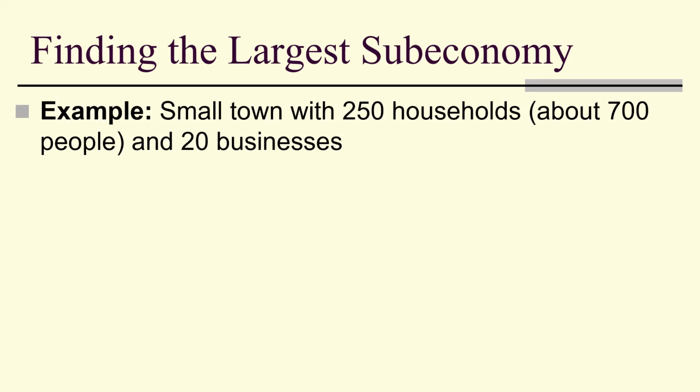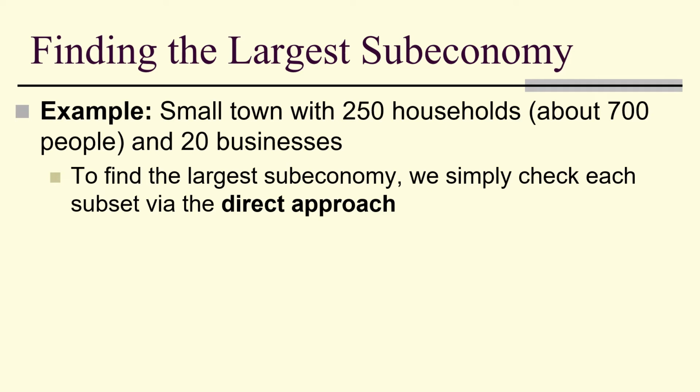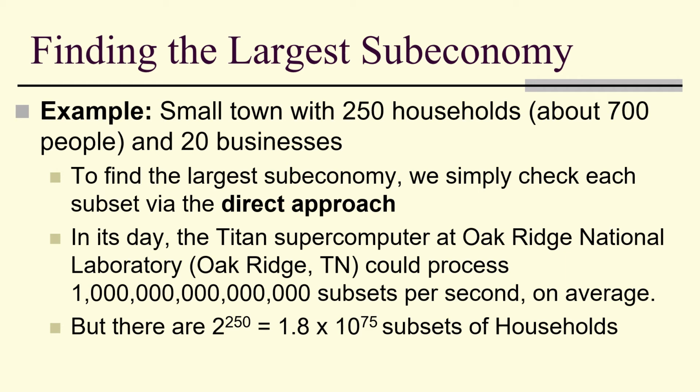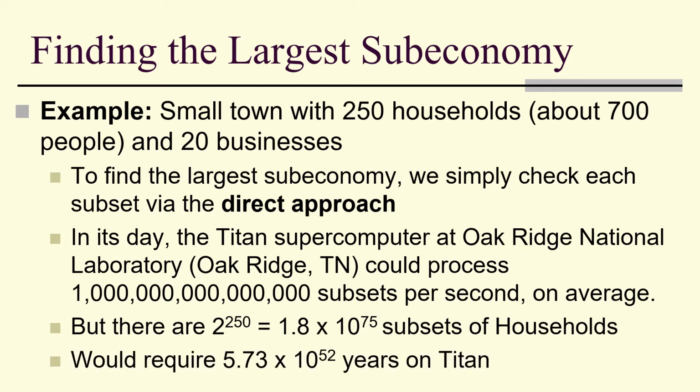For example, suppose we had a small town with 250 households, that'd be about 700 people, and about 20 businesses. To find the largest subeconomy, you simply check each subset using the direct approach. However, even on the Titan supercomputer, which could process this many subsets per second, you're still looking at 1.8 times 10 to the 75th subsets with only 250 households. That's 5.73 times 10 to the 52nd years on the Titan supercomputer.